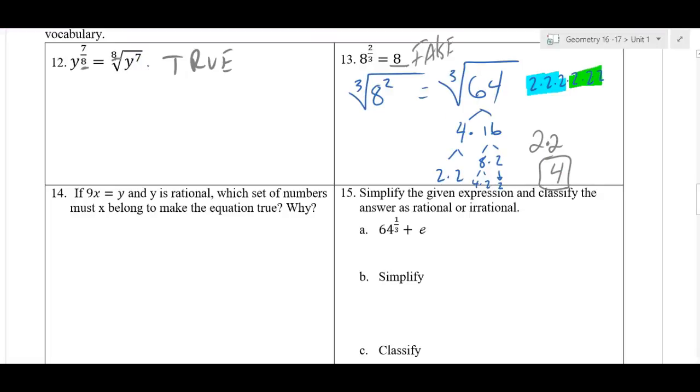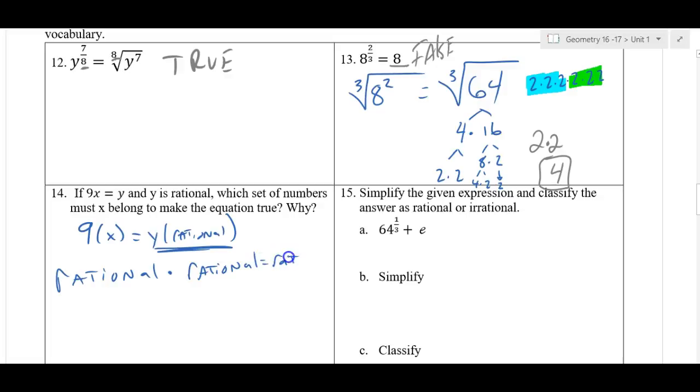Now, when we go to 14, it says 9x equals y, and y is a rational number. So which set of numbers must x belong to make this true, and why? So if I have 9 times some number x, it's supposed to equal y, which is a rational number. Well, one of the rules we learned very early in the year is that in order to get a rational number by performing operations, I must have a rational times another rational number. That is the only way to get a solution that is rational.